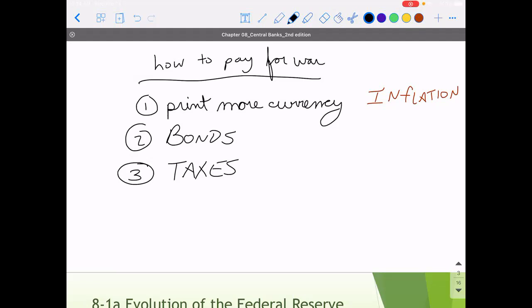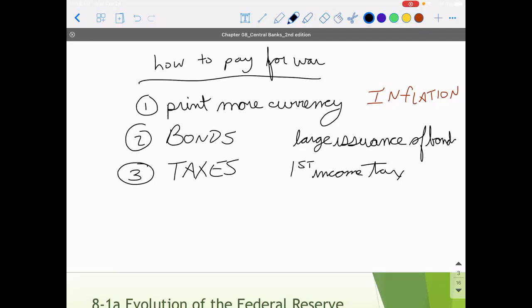Now, the Civil War turns out to be incredibly important because it's during the Civil War that you get the first income tax. It's during the Civil War that you actually start to get large-scale issuance of bonds. And it's during the Civil War that you get the US currency starting to be printed nationally, what are called greenbacks.